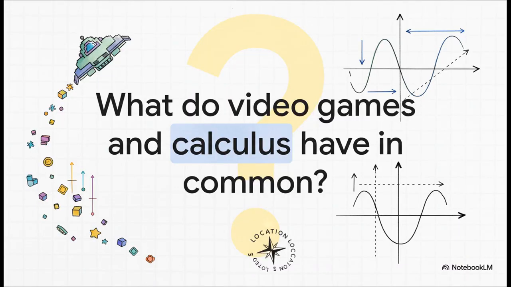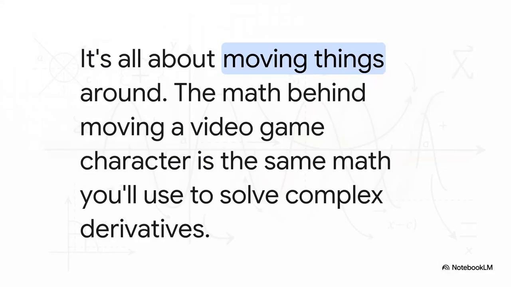I know, it sounds like a weird riddle, right? But the answer is actually super simple, and it connects directly to everything we're about to cover. It's all about one thing. That's it. It's just about moving stuff. The math behind this is the exact same math that a programmer uses to animate a character. And yeah, it's also the same logic you're going to need to crush those complex derivatives later on in calculus.